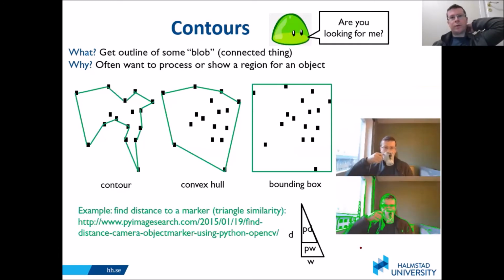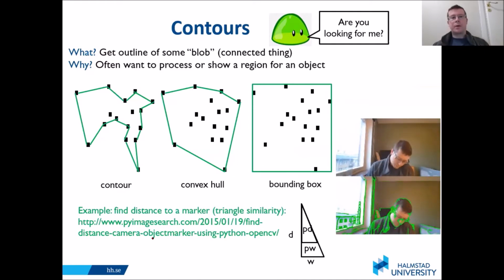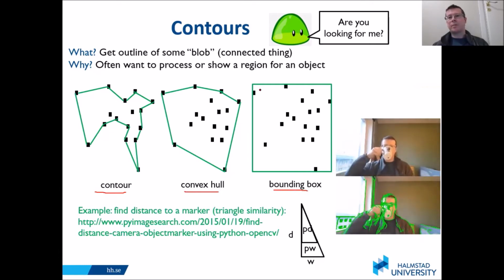Contours are also really useful, and it's basically the outline of some blob or something that you're looking for in an image. Why are you interested? You often want to process the region of an image just for some object or show it. Here on the left, you can see an example of a contour that you've created around some points that might be in a mask image. Convex hull is similar, except you don't have those concavities that you saw. Everything's convex. And then bounding box is just a minimal box that will enclose this data.